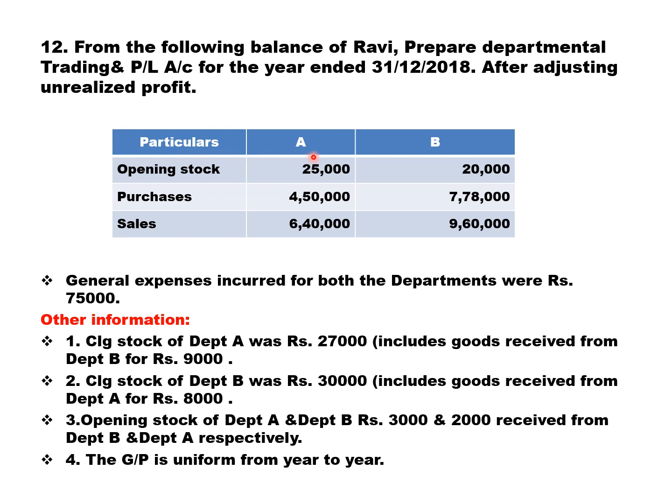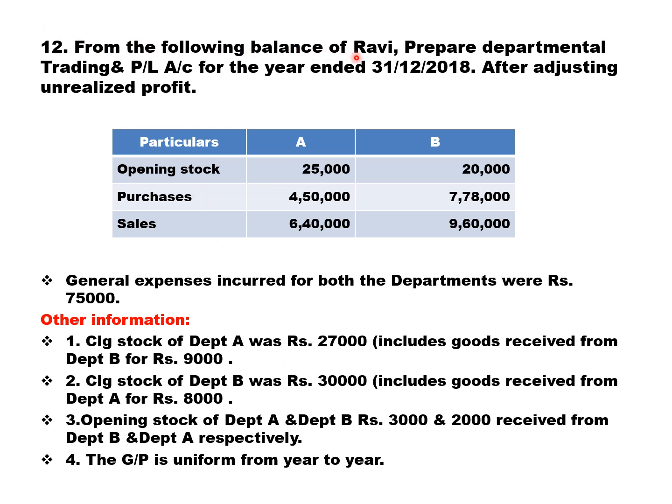So we have two departments, department A and B. We have opening stock, purchases and sales. General expenses incurred for both the departments were rupees 75,000. Other information: closing stock of department A was 27,000, which includes goods received from department B for rupees 9,000. Closing stock of department B was 30,000, includes goods received from department A 8,000. Opening stock of department A and department B 3,000, 2,000 received from department B and department A respectively. The gross profit is uniform from year to year.